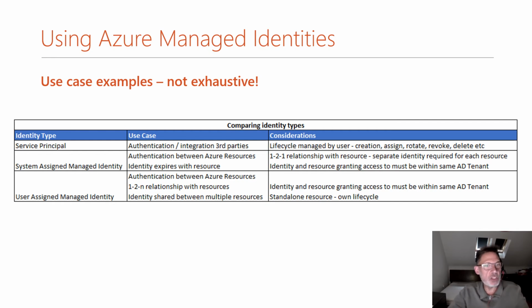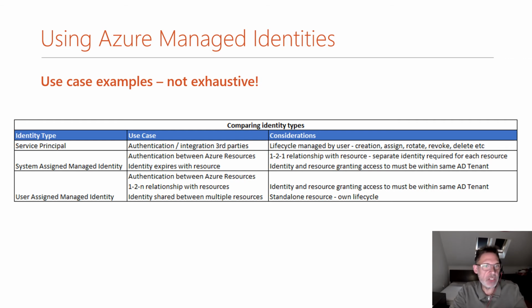When we look at a system assigned managed identity, that's used for authentication between Azure resources, and as I mentioned before, the identity expires with the resource. The consideration there is that you've got a one-to-one relationship between the system assigned managed identity and the resource that it's created on. So it's only used for that resource, which may or may not be a good thing, depending on the scenario that you have. It's worth noting as well that the identity and the resource you're granting access to must be within the same AD tenant.